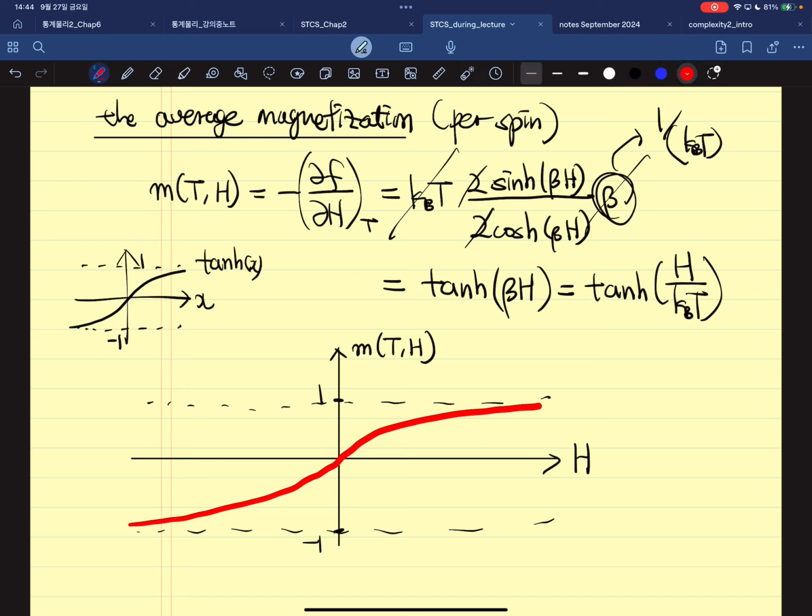Of course, because of the property of this hyperbolic tangent function, it has to go through the origin point. This is very intuitive if you think about it. If h goes to infinity, which means that the external field is very, very strong, then m should go to +1.